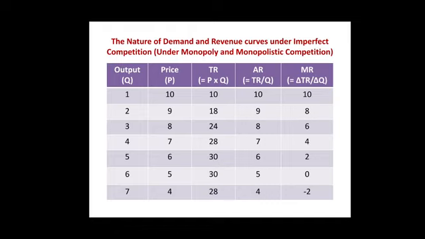Just look at the fourth and fifth columns of the table where we calculated average revenue and marginal revenue respectively. We observe that average revenue is declining by rupees 1, that is from rupees 10 to rupees 9 to rupees 8 and so on, whereas marginal revenue is declining by rupees 2, that is from rupees 10 to rupees 8 to rupees 6 and so on. This proves that under monopoly and monopolistic competition, both average revenue and marginal revenue decline, but marginal revenue declines faster than average revenue. So at all levels of output, average revenue is greater than marginal revenue under imperfect competition.